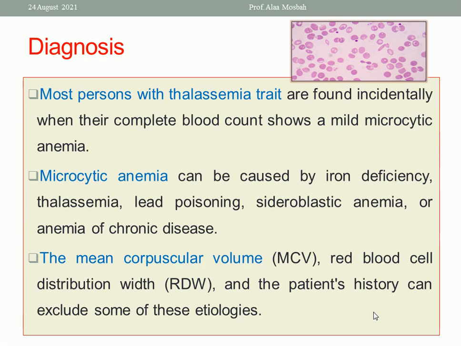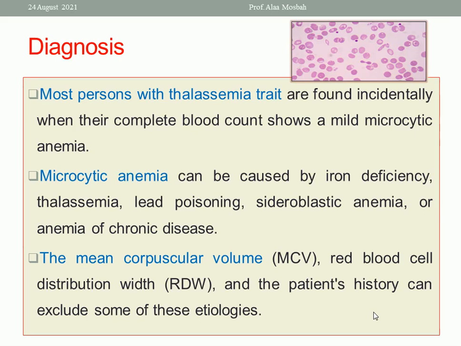Most persons with thalassemia trait are found incidentally when their complete blood count shows a mild microcytic anemia. Microcytic anemia can be caused by iron deficiency, thalassemia, lead poisoning, sideroblastic anemia, or anemia of chronic disease. Then how can you differentiate between those?